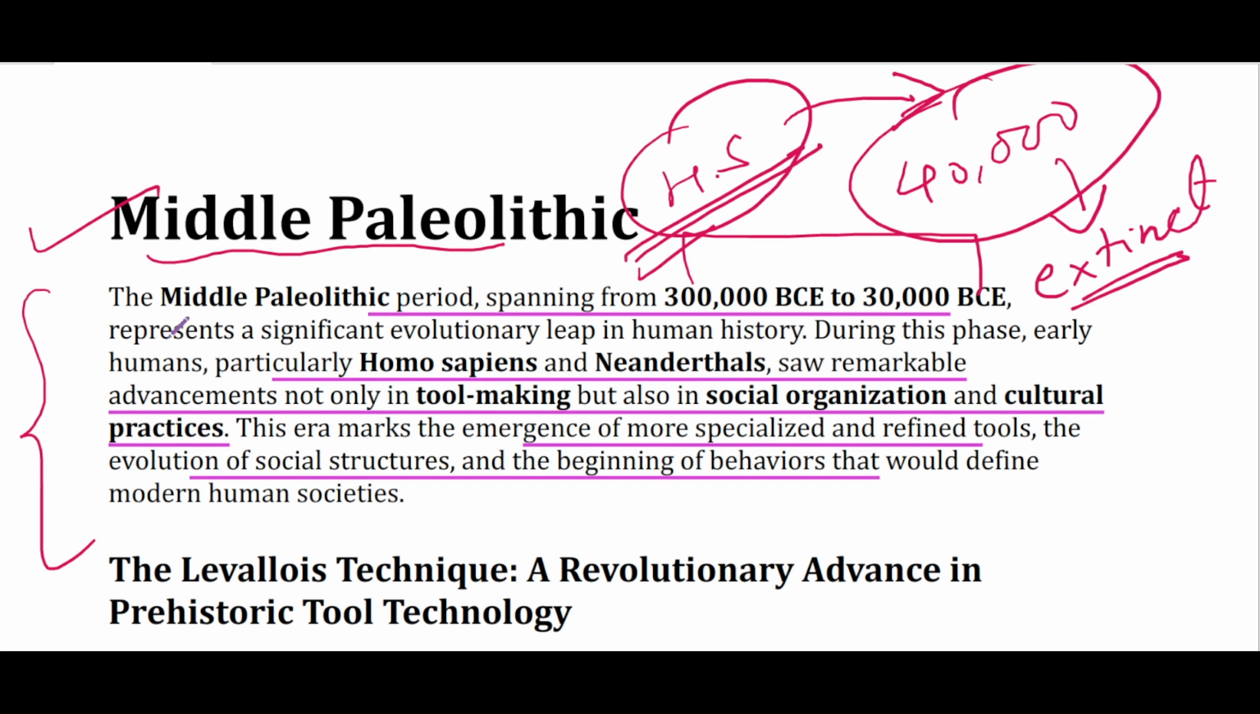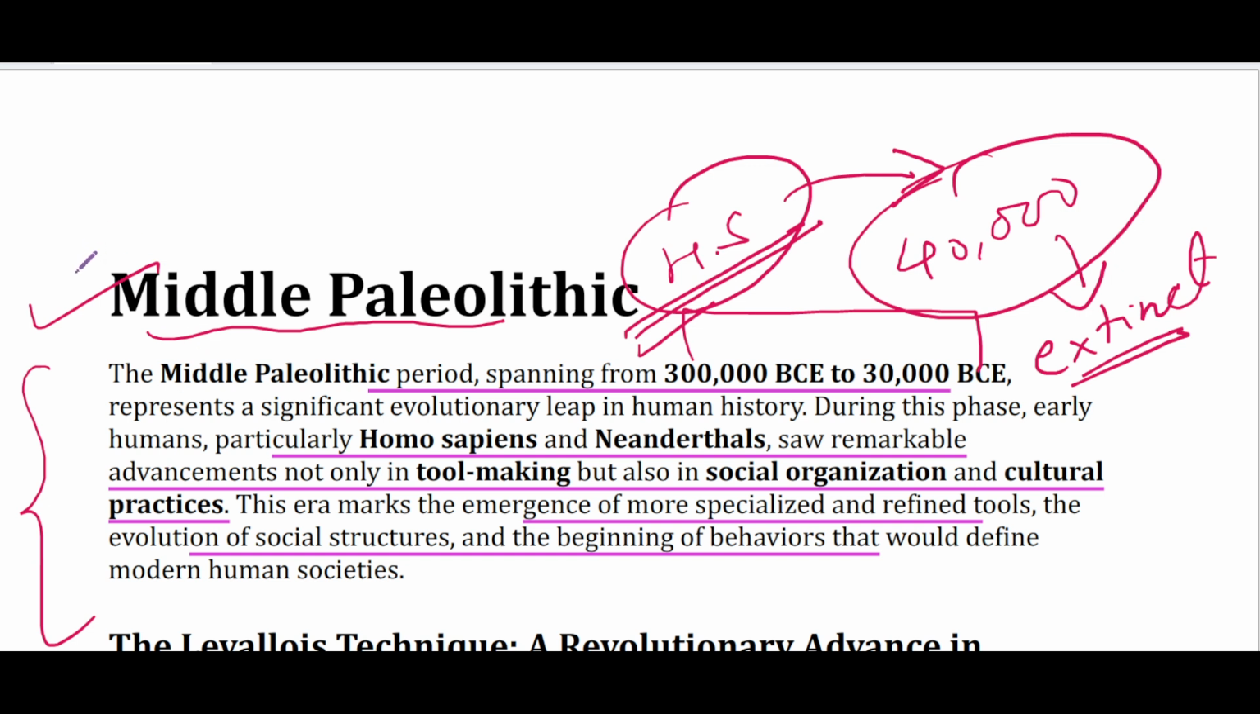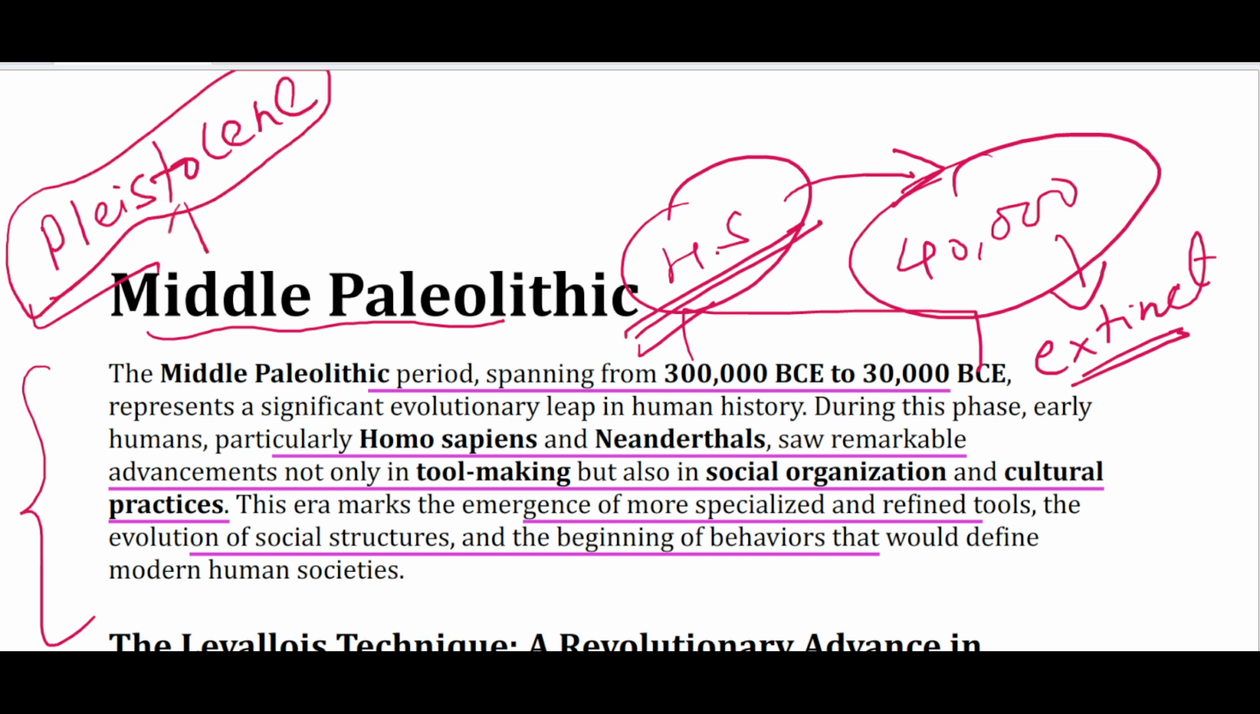Now, this Middle Paleolithic period also coincides with an important geological milestone, that is the Pleistocene epoch. The Pleistocene epoch is very important because it was the time which saw the evolution of three hominin species, Homo habilis, Homo erectus, and Homo sapiens. Now, this period spanned from 2.6 million years ago to 11,700 years.